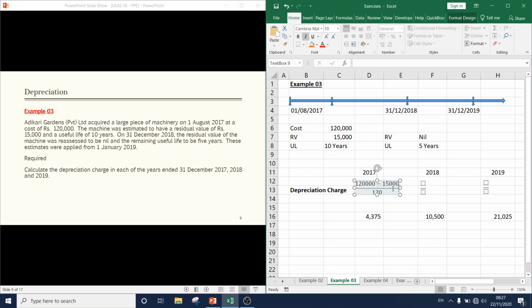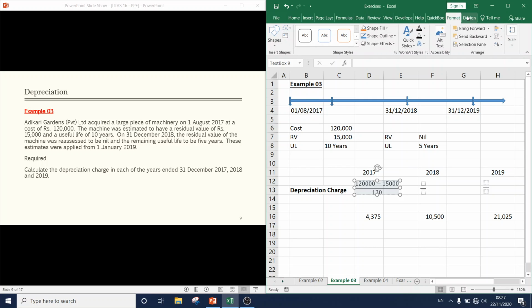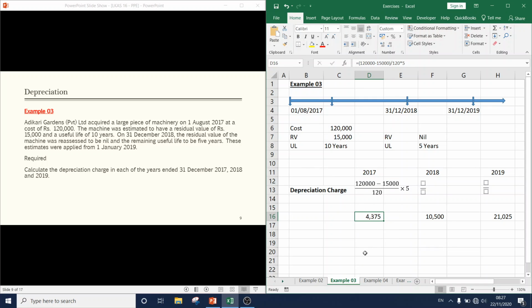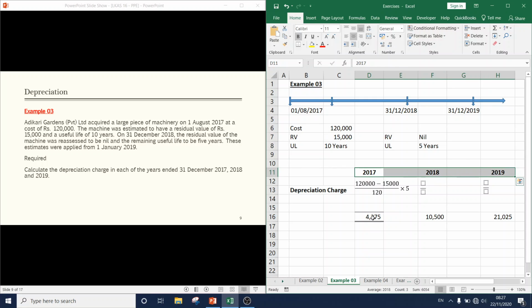We need to depreciate for 5 months. In 2017 we use this asset only for 5 months, so we depreciate only for 5 months. Therefore, the depreciation amount for the year 2017 should be 4375.